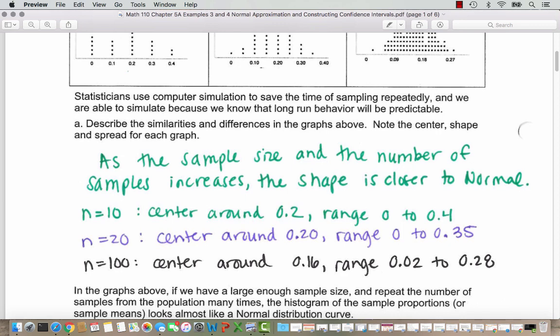And then when n equals 100, our center got a little bit lower. I said it's around 0.16, estimating from the graph. And then our range here is from about 0.02, so 2 out of 100 being blue M&Ms, all the way up to 0.28, which would be 28 out of 100 M&Ms being blue.